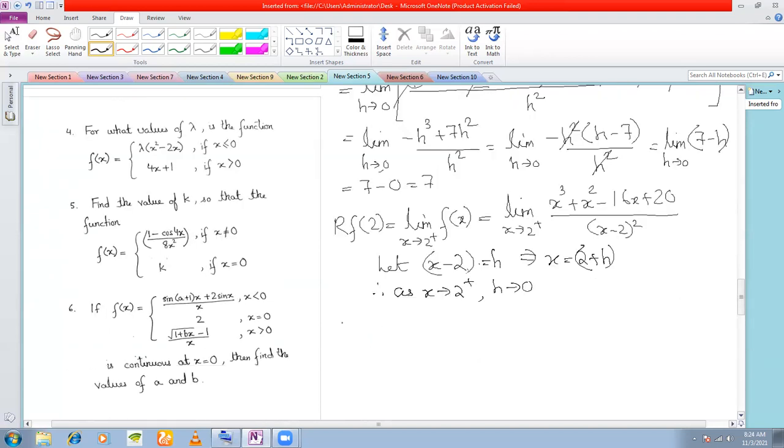Now you can put here right hand limit f(2) is equal to the limit h tends to 0. You're getting actually the same limit as here: (2 plus h) whole cube plus (2 plus h) whole square minus 16 times (2 plus h), except that you had 2 minus h there. You're getting 2 plus h here.